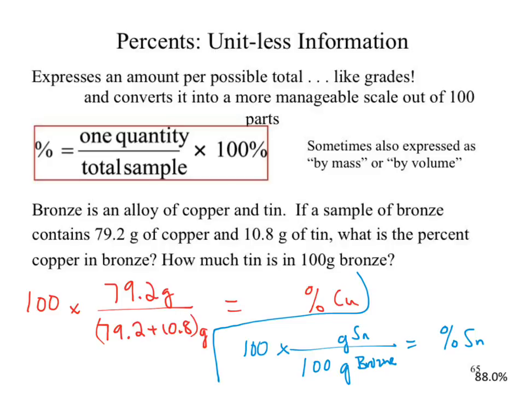Do you know the mass of tin in 100 grams? No, you're solving for it. Do you know the percent tin? Why, yes. The other problem, when we go through and solve it, will tell us that we have 88% copper, which means what's our percent tin? 12. Why 12? That's the remaining amount of our total 100%.